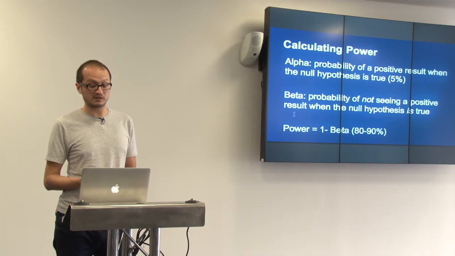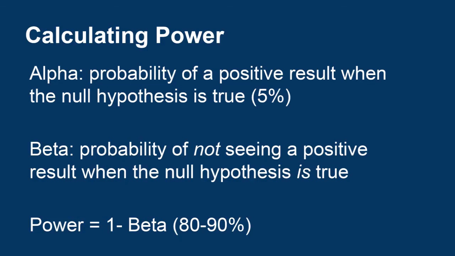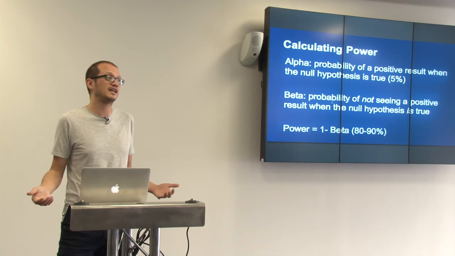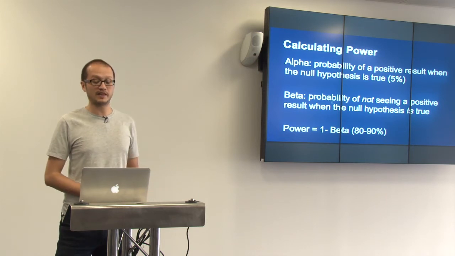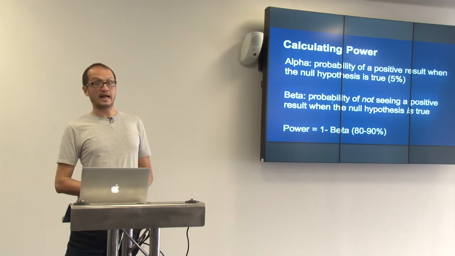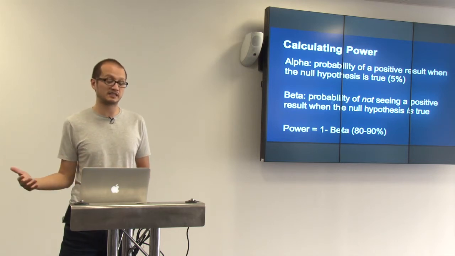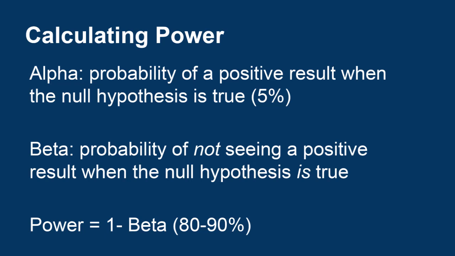So I mentioned significance level. This is also sometimes known as the alpha, and it's the probability of a positive result when the null hypothesis is true. In this case, the null hypothesis would be that there's no difference between the A and B version of the website, that they perform equally. So the alpha is the probability that you'll see a positive result under these conditions. There's no true difference.